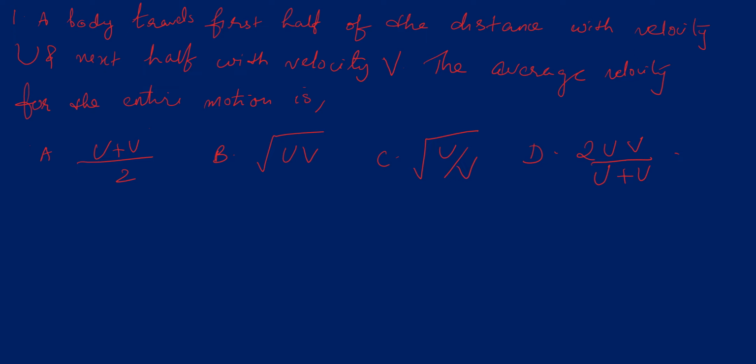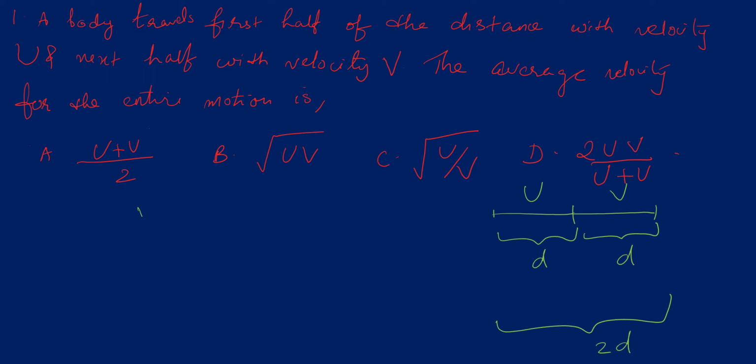A body travels the first half of the distance with velocity u and the next half with velocity v. The average velocity for the entire motion is? Options are given. In the question, it is said that a body travels half distance with velocity u and the other half distance with velocity v. So the total distance is 2d.